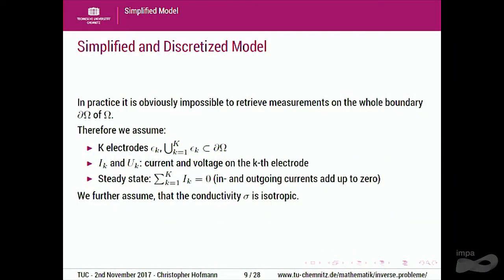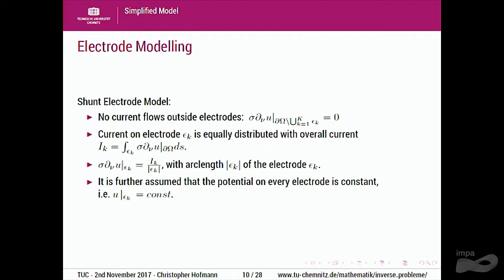So, our simplification. For obvious reasons, in practice, it is impossible to get full boundary data because we always have to use some sort of measurement device, electrodes, and there are lots of theoretical results for full boundary data, but this is impossible. Therefore, we have K electrodes on the boundary. I and Q denote the current and voltage, respectively, on that electrode. And we further assume steady state, so the in- and outgoing currents add up to 0. It is then assumed that the conductivity sigma is isotropic.